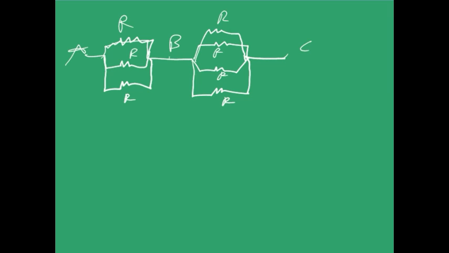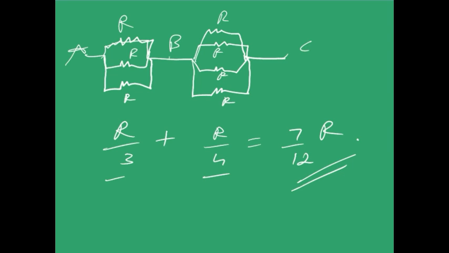Effective resistance between these 2 points AB will be R by 3, because there are three resistors in parallel connection and they are of equal magnitude. You know that if n resistors of equal magnitude are connected in parallel, the effective resistance will be R by n. Check it if you want using the formula. And here you have R by 4, and these two resistances are in series connection, right? So I'll add them up. I'll get my effective resistance to be 7 by 12 R. So this is my answer. This is my effective resistance between these 2 points A and C.